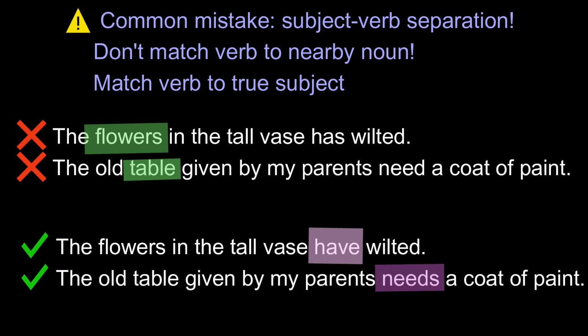If you're ever uncertain, a useful strategy is to match the verb with the noun that logically completes the sentence's meaning. Ask yourself, what wilted? Flowers. What needs a coat of paint? The table. Identifying the true subject is key to avoiding errors.